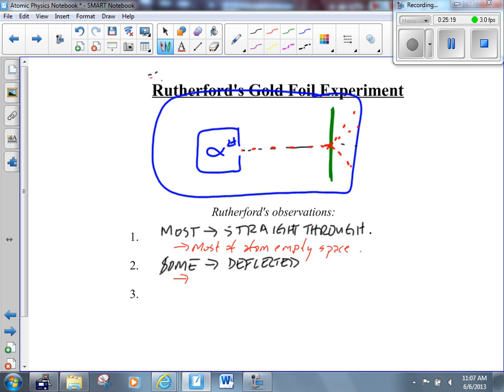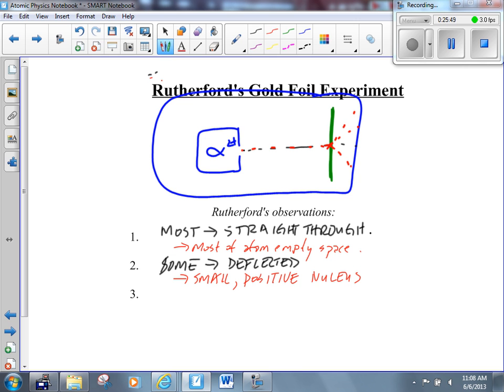Well, what's going to deflect? What's going to push away something that's positively charged? Something that's positively charged is going to be repelled by something that's positive. That thing has got to be small, because most of the atom is empty space. So if there's something there, it can't be very big. It's going to be small, and it's going to be positively charged. We'll call it a nucleus. A small, positively charged nucleus.